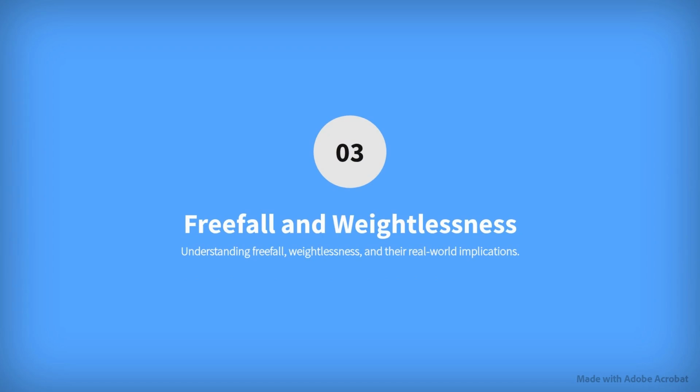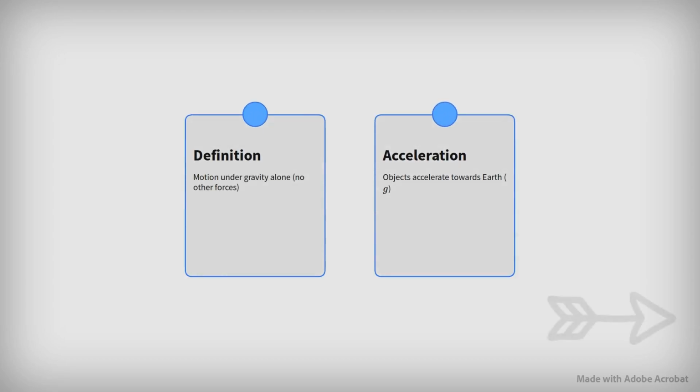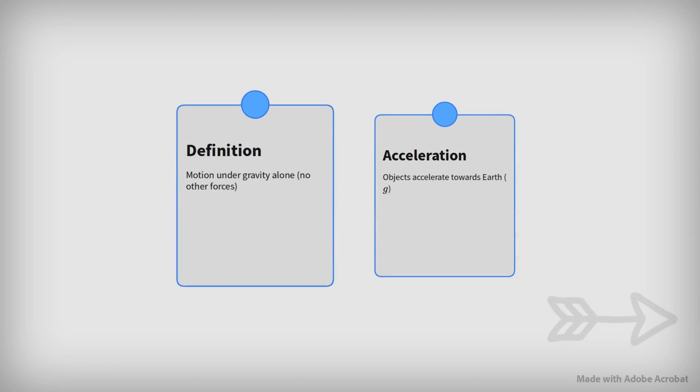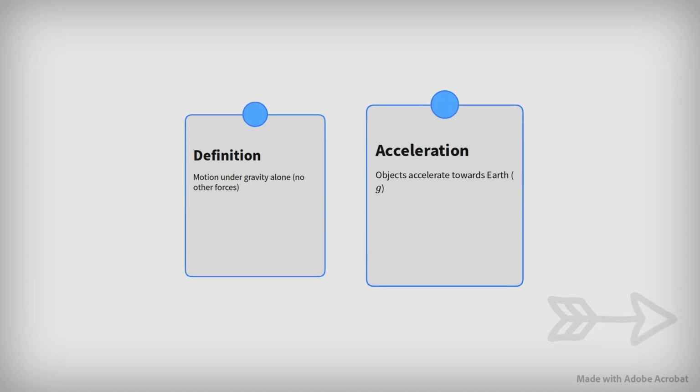In this topic, we'll examine what happens during freefall, why weightlessness occurs, and how these concepts impact our lives and technology. Freefall is a process where objects move solely under gravity, accelerating as they fall. Freefall is the motion of an object under the influence of gravity alone, with no other forces acting. During freefall, objects accelerate towards Earth at a rate denoted by g, the acceleration due to gravity.